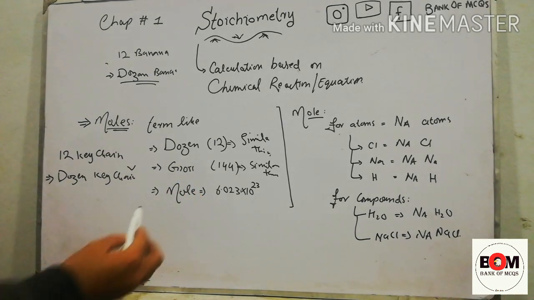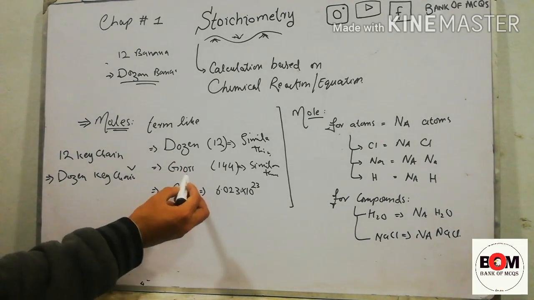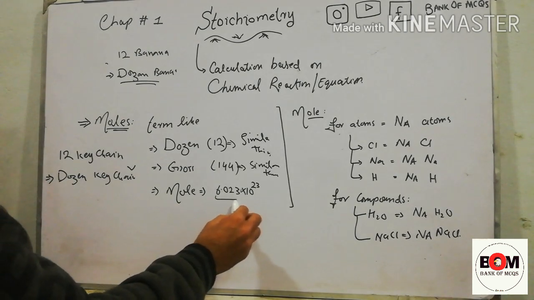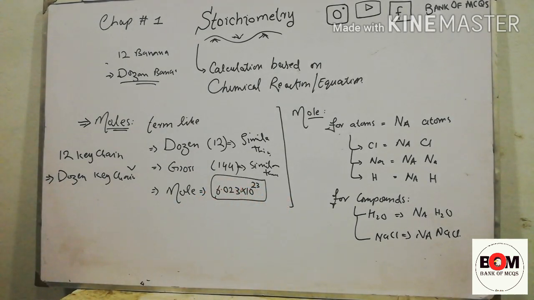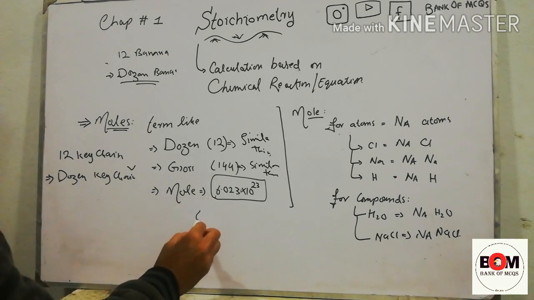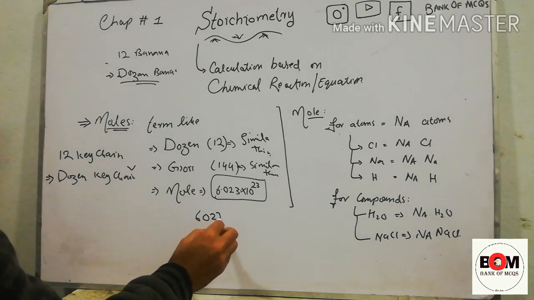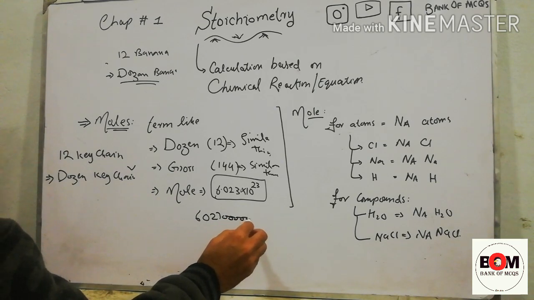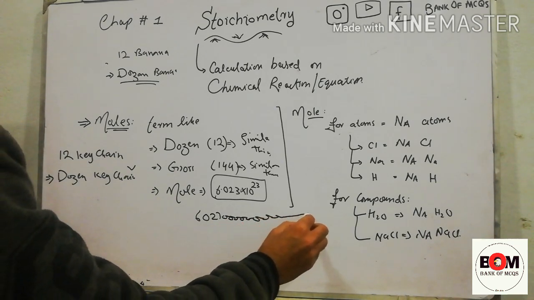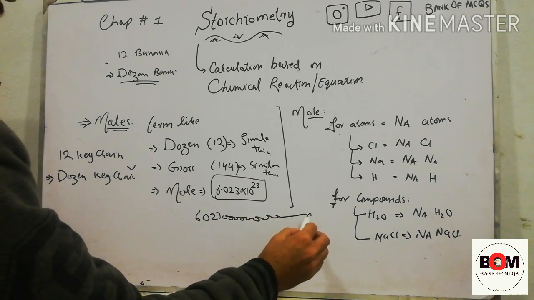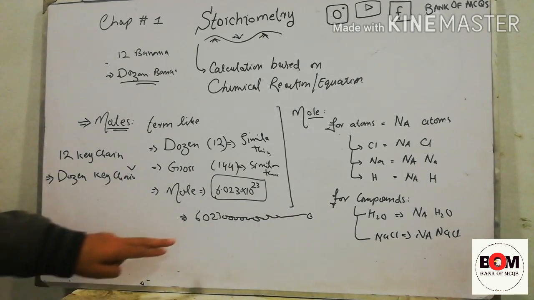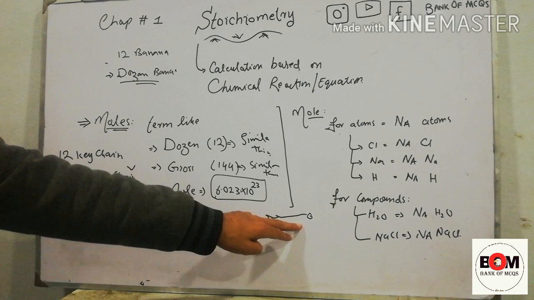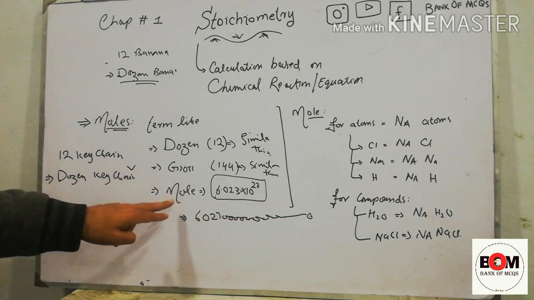Now mole is a term like dozen and gross, but it is used when we have 6.023 multiplied by 10 raised to the power 23. This is a huge number. If we have that number of things, we call it one mole.